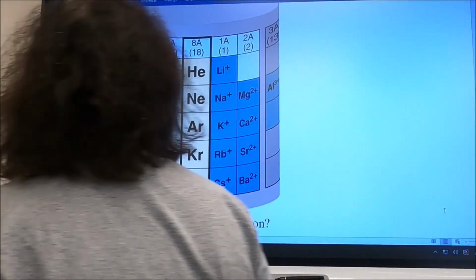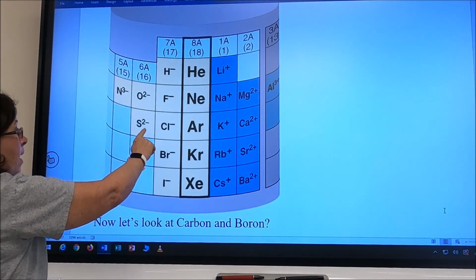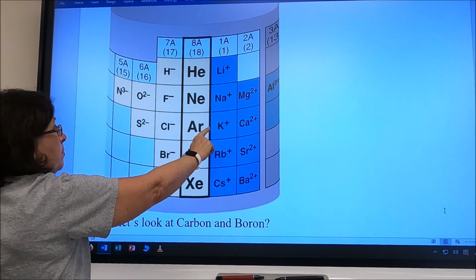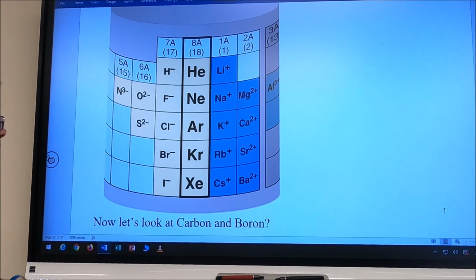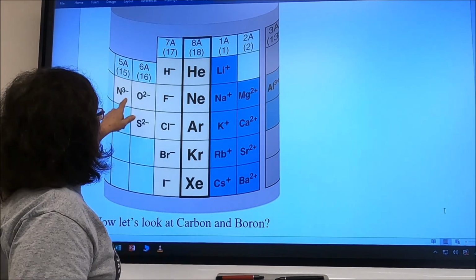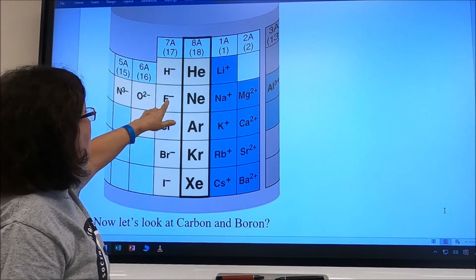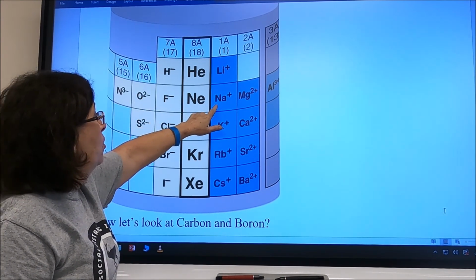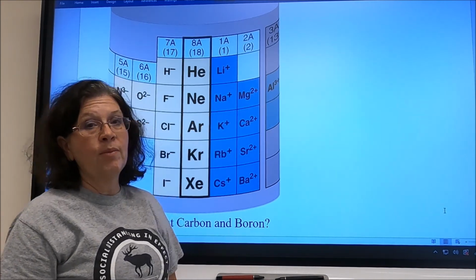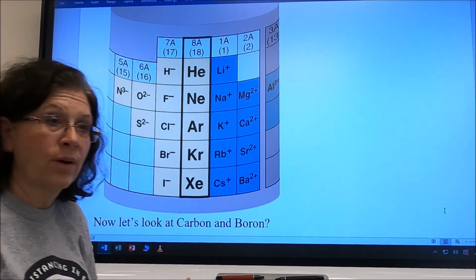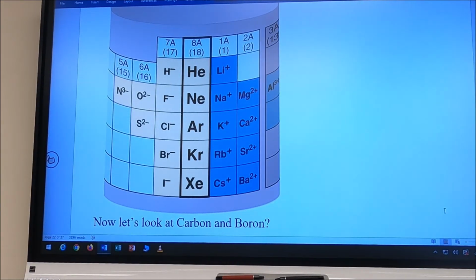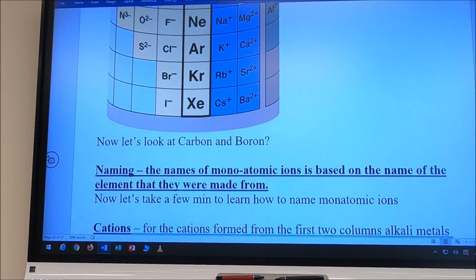Okay, so if we look here, that means that sulfur 2-, chlorine 1-, argon, potassium 1+, and calcium 2+ are all isoelectronic. They all have the electron configuration of argon. Nitrogen 3-, oxygen 2-, fluorine 1-, neon, sodium 1+, magnesium 2+, and aluminum 3+ are all isoelectronic. So the things on these rows are isoelectronic with each other, which means they have the same electron configuration, because everybody wants to look like a noble gas.